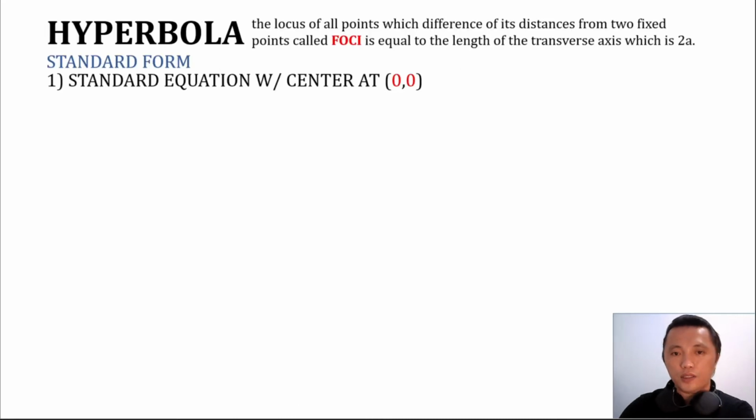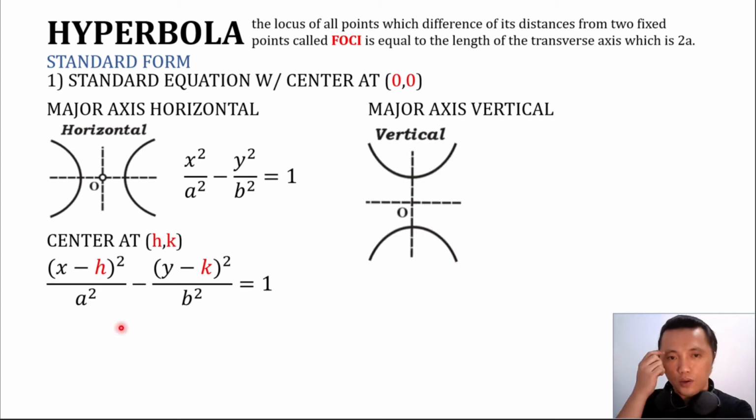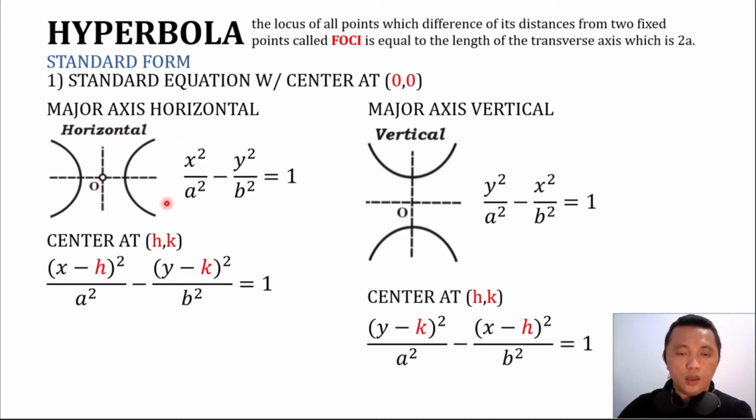conics. So you have here the standard form with the center at 0, 0, and center at h, k. So again, you have major axis horizontal, major axis vertical. For a major axis horizontal, you have x squared over a squared minus y squared over b squared equals 1. A is always with the positive term. When the major axis is horizontal, the x is positive. When the center is at h, k, you just insert minus h and minus k here. Okay, so again, when the major axis is horizontal, the x term is positive.